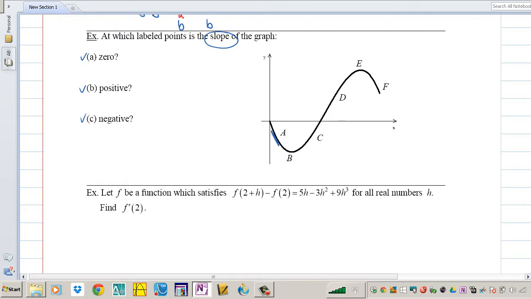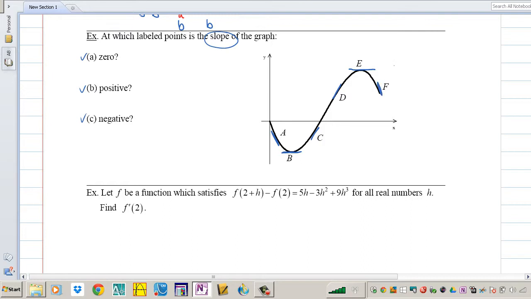So here is A. A is a negative slope, B is a horizontal slope, which is 0. C is a positive slope. D seems to be also positive. And E is positive. I'm sorry, no, not positive. E is 0. And F is negative.